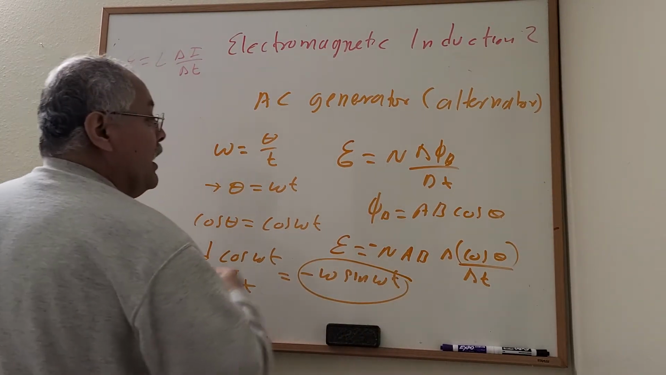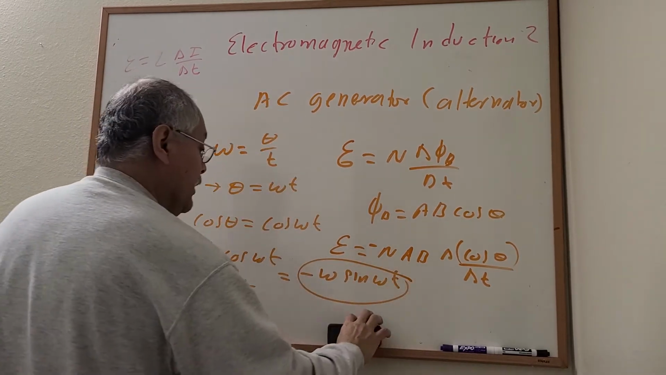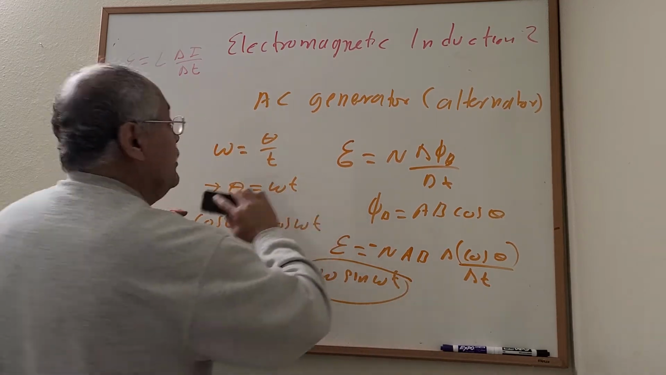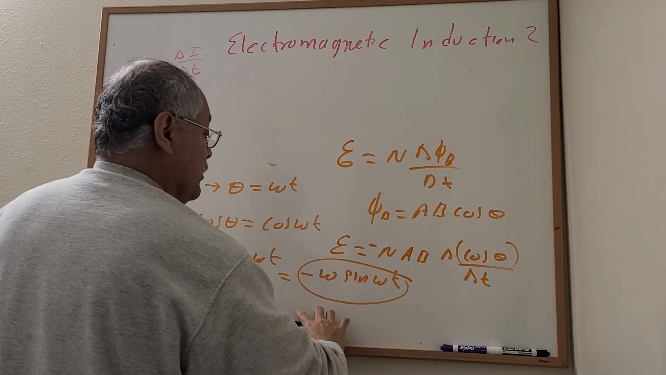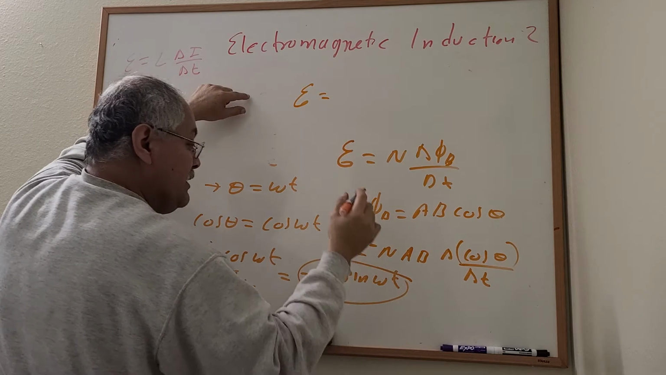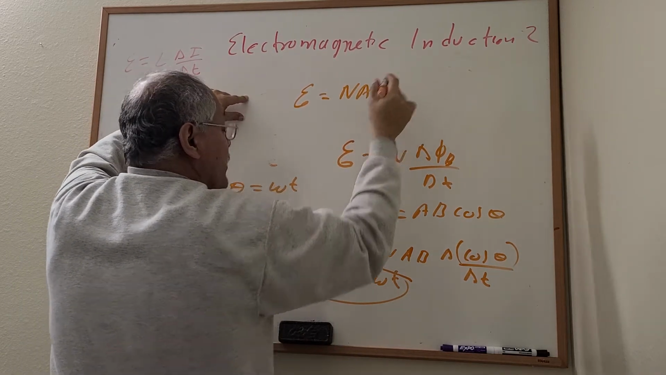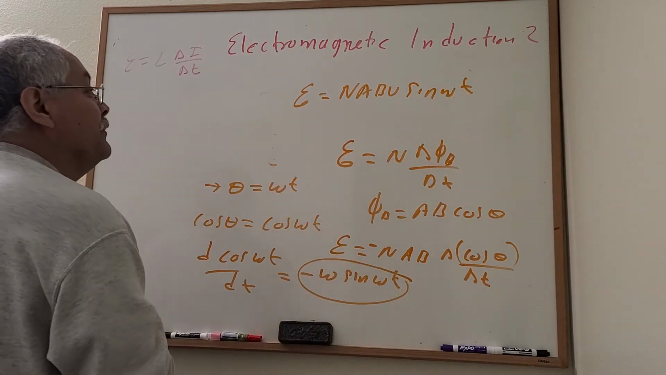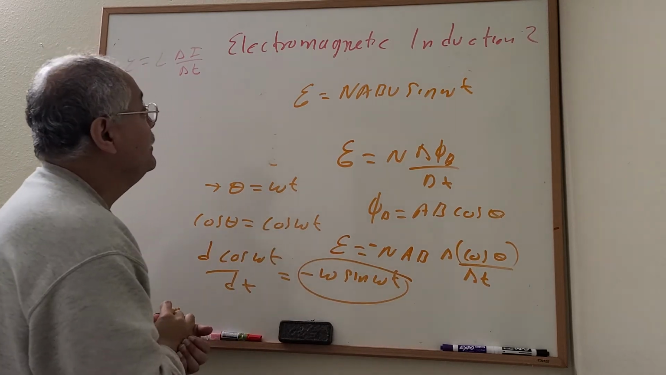Now when we go back to this equation, we found that the electromotive force is equal to N A B omega sine omega t. This is for an AC generator, correct?